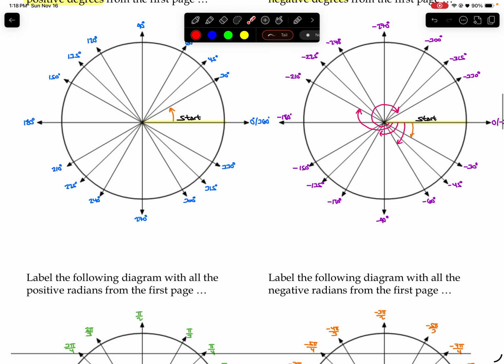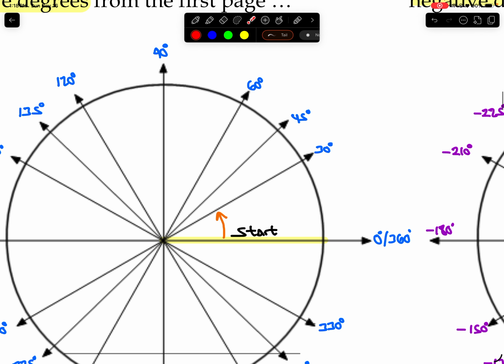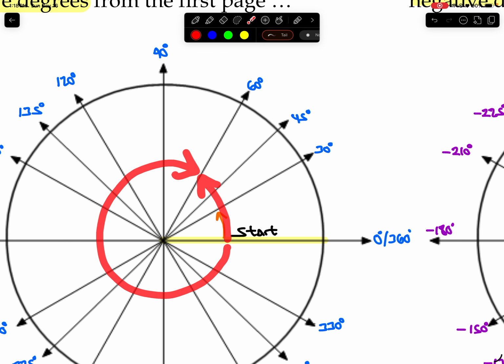And it's the same idea in degrees. So positive 60 degrees is the same as negative 300 degrees. If I were to plot 60 degrees, I would go counterclockwise. But if I want to show negative 300 degrees, I would go clockwise. So they would end at the same place.